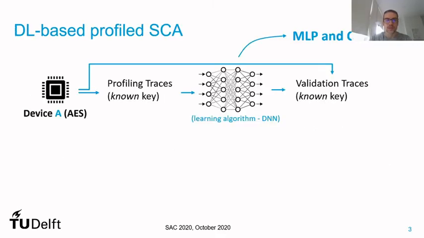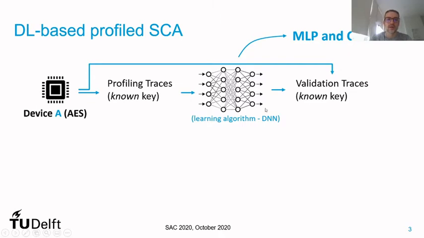The main context of this work is profiled side channel analysis. In this case, we have a device A, let's say an AES implementation in hardware or software, and then we collect a set of profiling traces from this device A, where the key is known and under our control, either fixed or variable key. Then we use this set of profiling traces to train a deep neural network in a supervised learning setting. And this deep neural network can be either an MLP or CNN in our case.